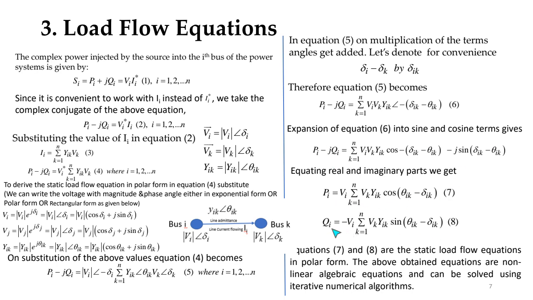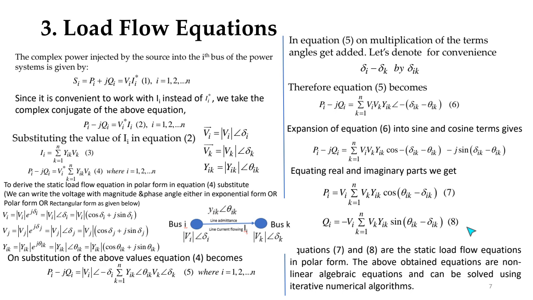In equation number 8, we are representing the reactive power. The reactive power Qi is equal to, you can see there is already one negative sign there, so we take that negative sign. Vi is a constant, minus Vi, summation of k equal to 1 to n, Vk Yik sine of theta ik minus delta ik, which represents the reactive power in equation 8. So equations 7 and 8 represent the real power and reactive power of the power system.